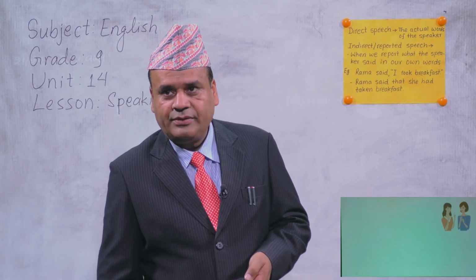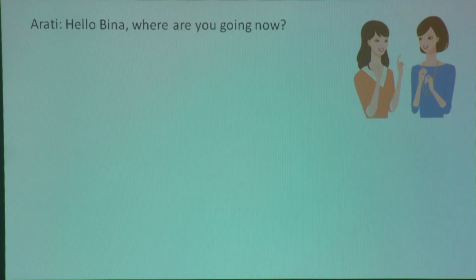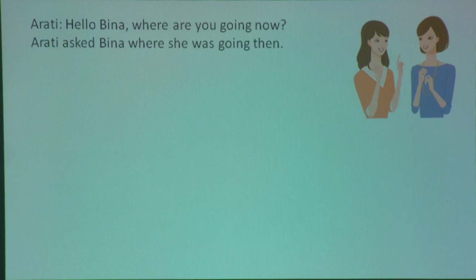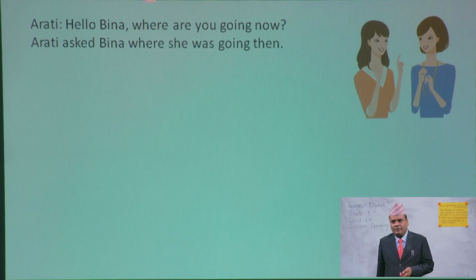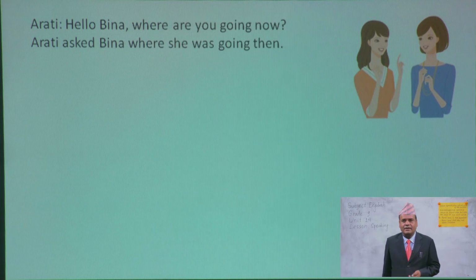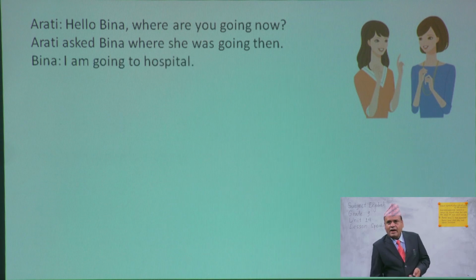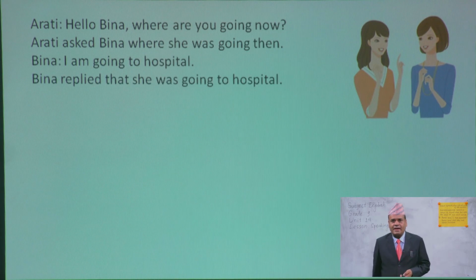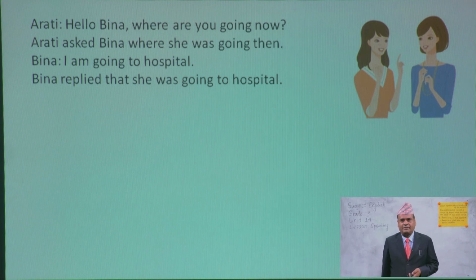Okay. You see. Arati: hello Bina, where are you going now? Arati asked Bina where she was going. Then you see the necessary change. Now goes to then. Where are you going now? This is present. And where she was going then. This she is Bina, because Arati asked. And I am going to hospital. Bina replied that she was going to hospital.